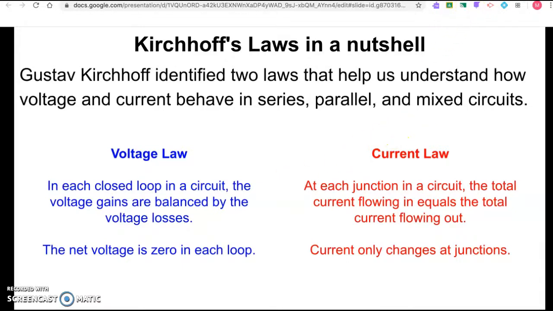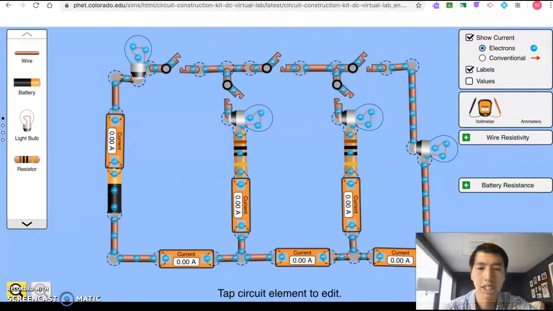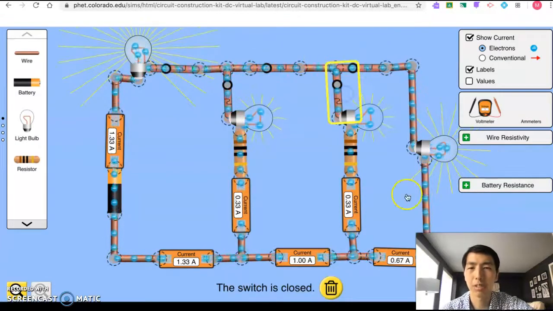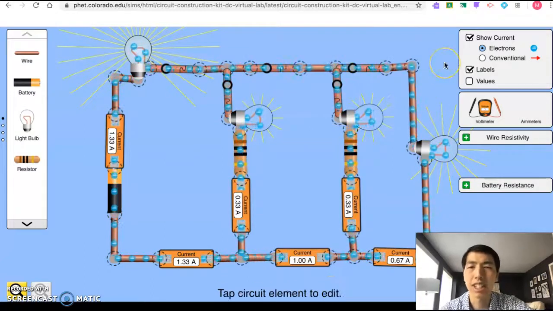So I built a pretty big circuit here on the circuit construction kit. And right now, all of these switches here are open. So I'm going to close them all and the circuit will be working. Okay, so this is a parallel circuit. I see 3 loops in here. So when I'm analyzing using Kirchhoff's laws, I analyze 3 different loops.